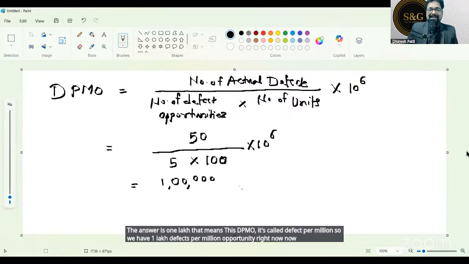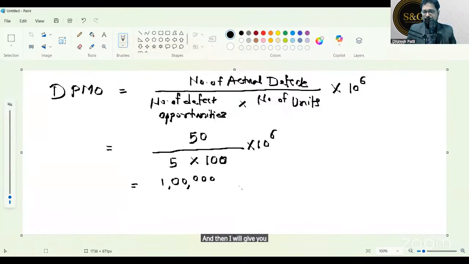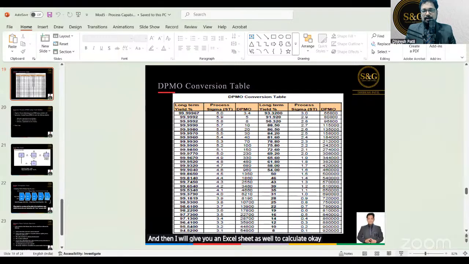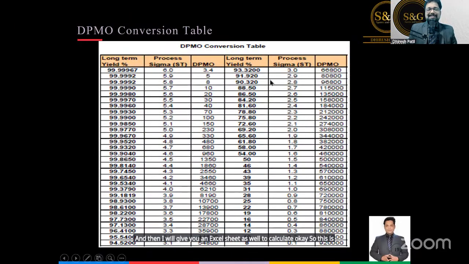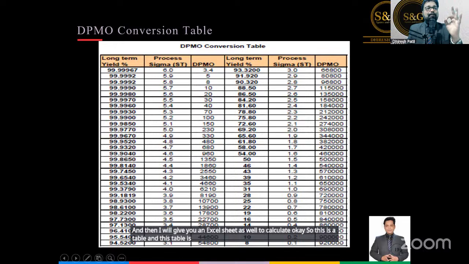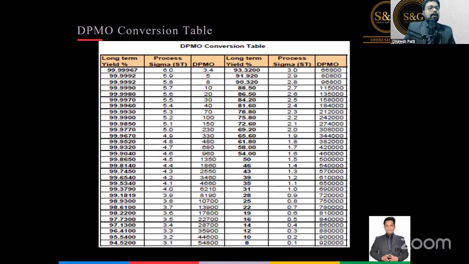Now, there is one table which is given in your green belt curriculum as well. Let me just share that table with you. And then I will give you an Excel sheet as well to calculate. Okay. So this is a table, and this table is called as DPMO conversion table. DPMO, defects per million opportunity.